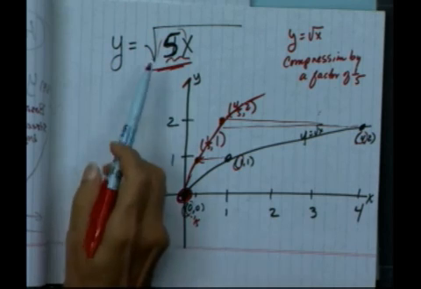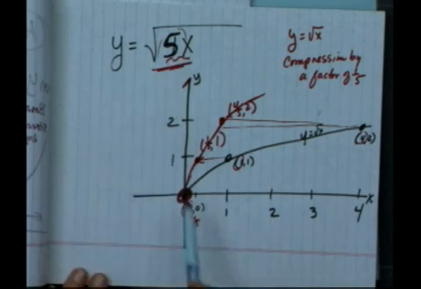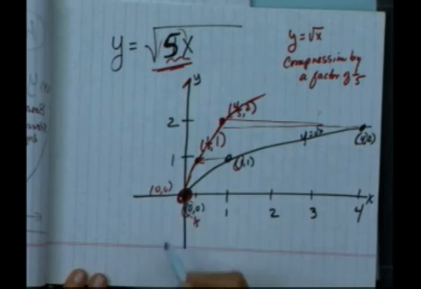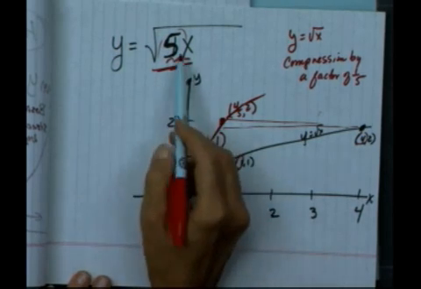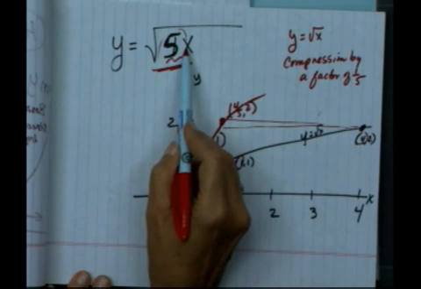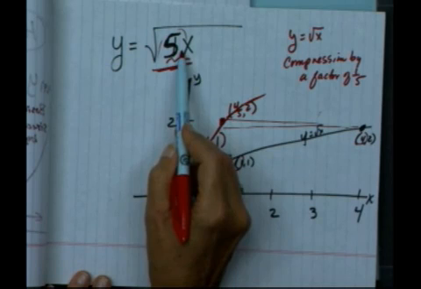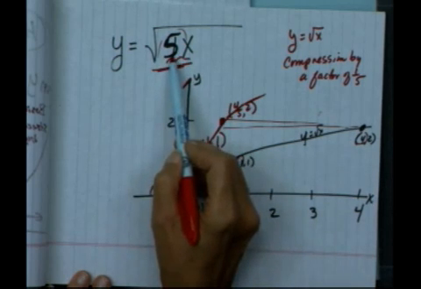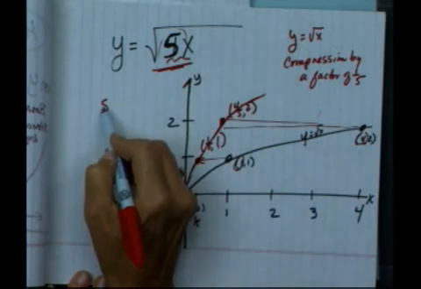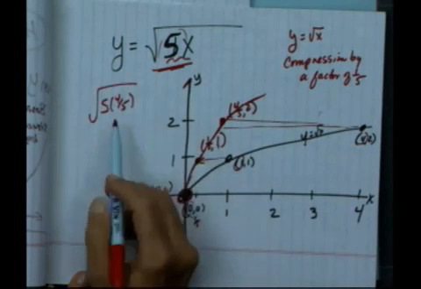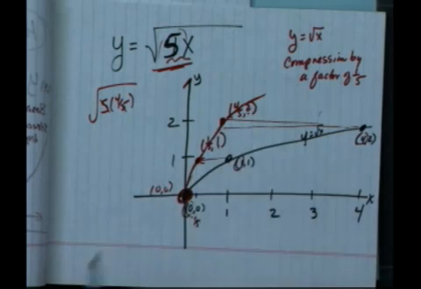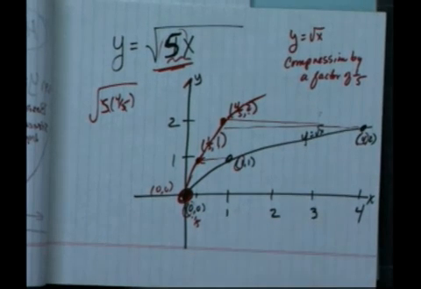All right, let's just double check these points just to confirm. When x is equal to 0, the y value is 0. So that's on the red, 0, 0. When x is equal to 1/5, 5 times a fifth is 1, square root of 1 is 1. When x is 4/5, 5 times 4/5, and then we got a square root. The 5's divide out, the square root of 4 is 2, and there you have it right there. Okay? Everybody good? All right, now let's put it all together.